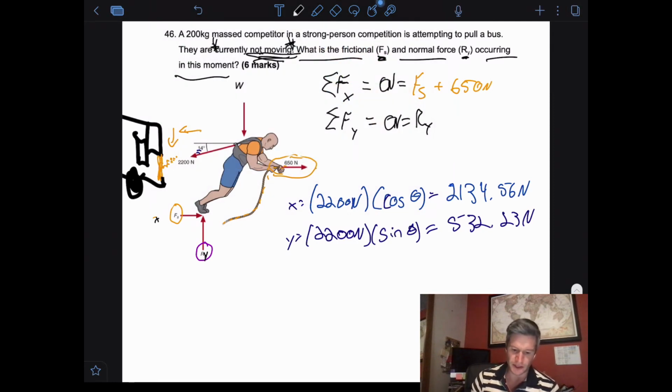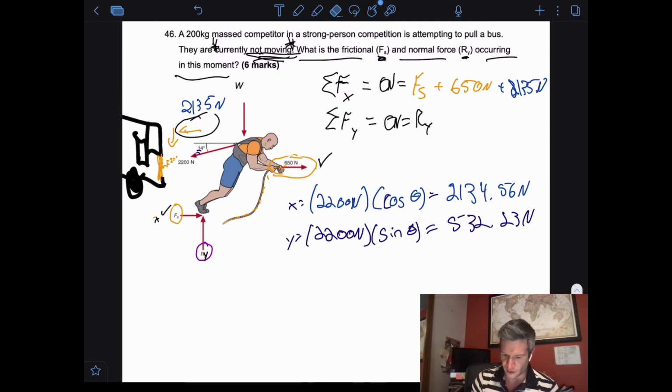Okay, so let's go back, and now we've collected all of our x. So we got that x accounted for in our equation, and now we have this x, right? So we said that was 2134 point, well, let's just round up, 2135 newtons, okay?